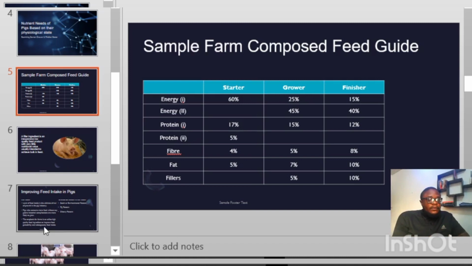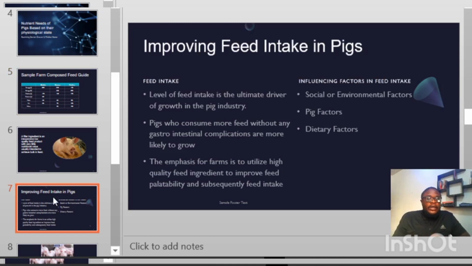All right. So let's quickly look at improving feed intake in pigs. In the last video I said that when it comes to feeding pigs, you have to look at the nutrient quality, but you also have to look at a number of other factors that will ultimately affect the efficacy of whatever you are giving to the animals. With feed intake, the level of feed intake is the ultimate driver of growth in the pig industry. Pigs that consume more feed without any gastrointestinal complications are more likely to grow.